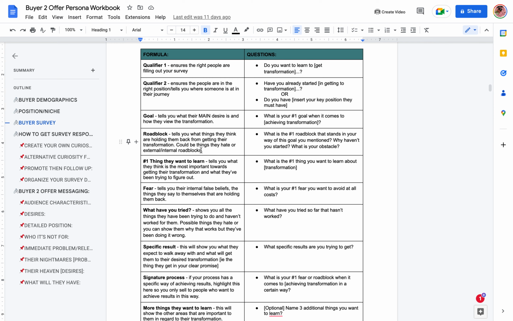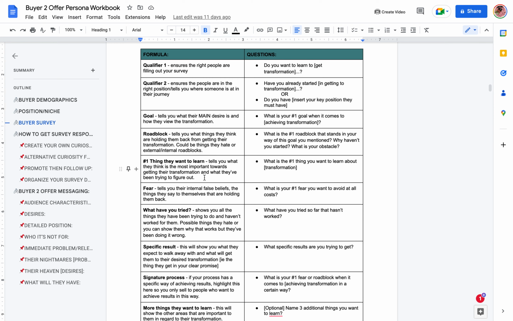Next is roadblocks. Tells you what things they think are holding them back from getting their transformation. So it could be things they hate, or it could be external or internal roadblocks. This is where you're going to get a lot of those false beliefs and those objections. So a simple question could be, what is the number one roadblock that stands in your way of this goal you mentioned, and why haven't you started? What are your obstacles? So just really getting them talking about what's wrong. So again, remember they have this main transformation, and then these are the things that they think are keeping them from getting that transformation. So it's going to really also help you find that big problem.